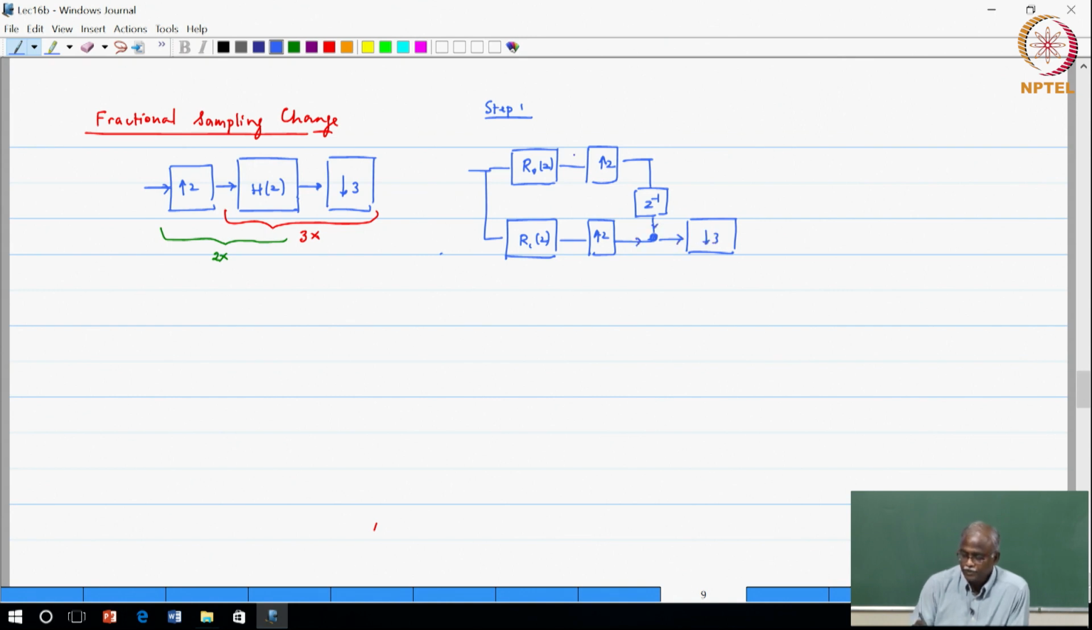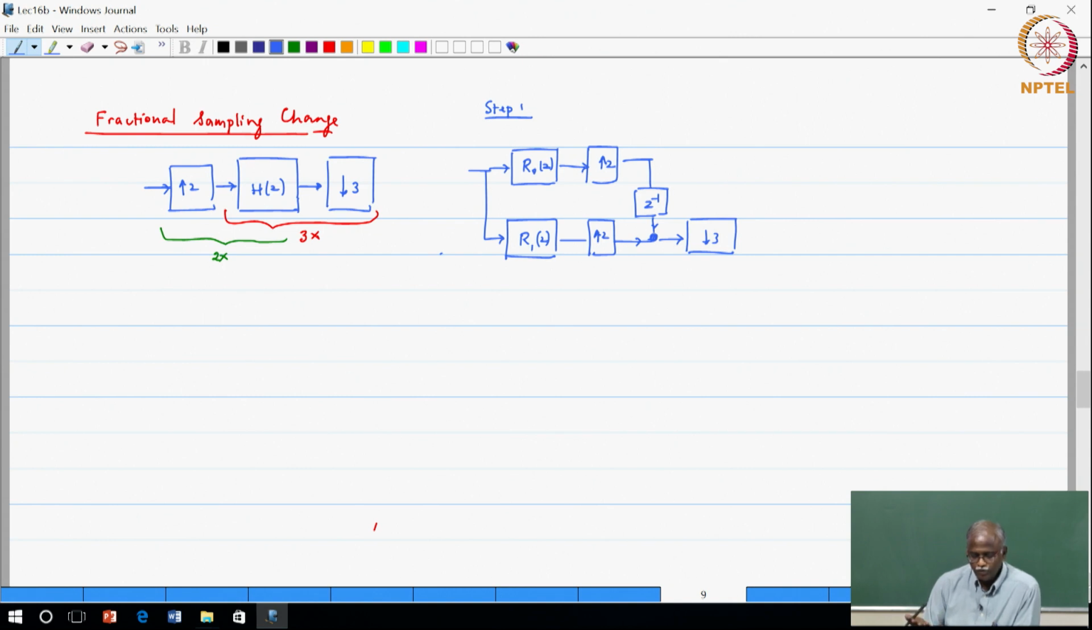Okay, please draw the arrows. These are the polyphase decomposition of order 2. So there is R naught and R1. So polyphase decomposition is done for the filter H of Z into 2 polyphase components, and we get this structure.